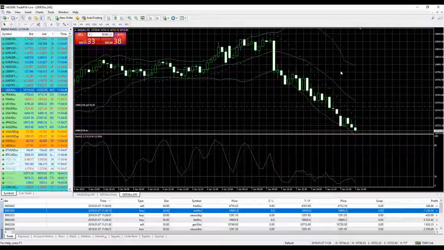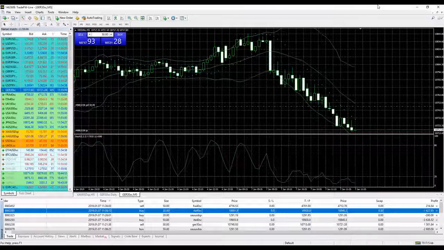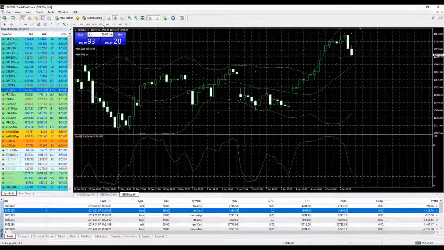We are making $1,633 right now on DAX, but the market is clear. The market is clear. We will get this take profit. Look at this. We need just to be a bit patient.